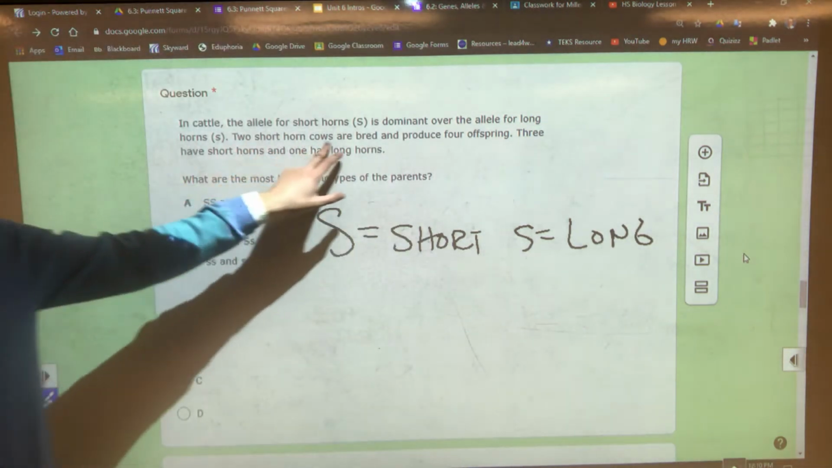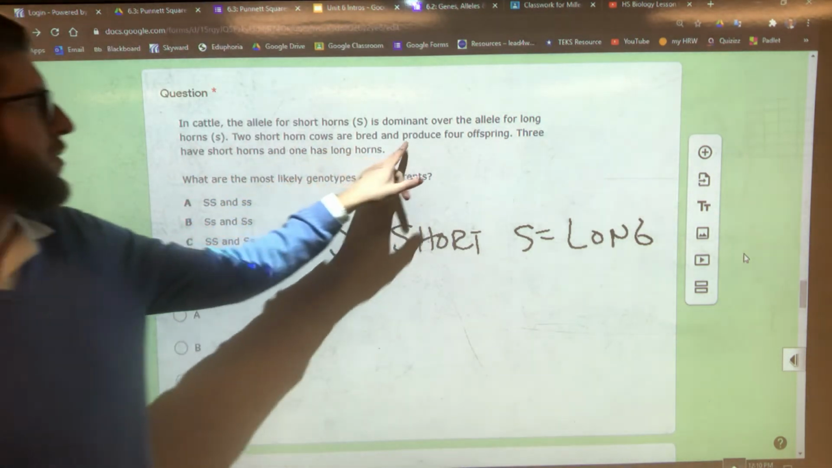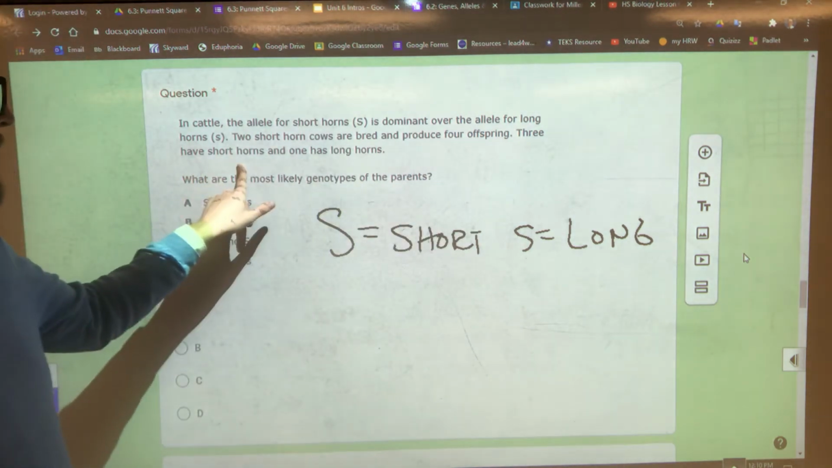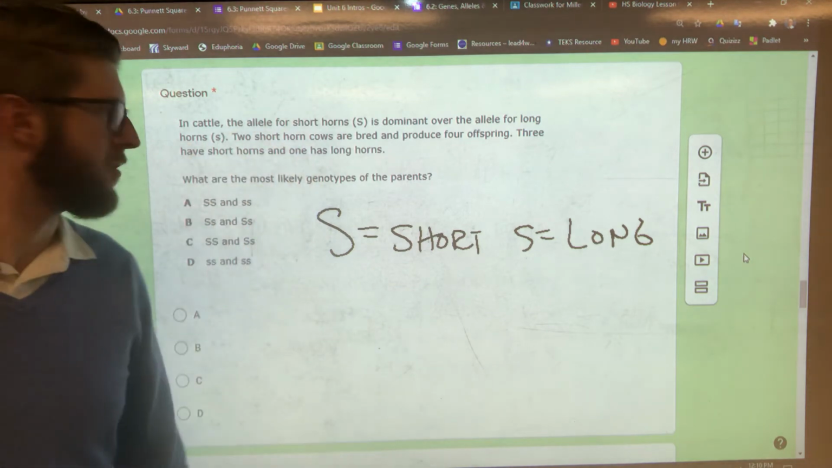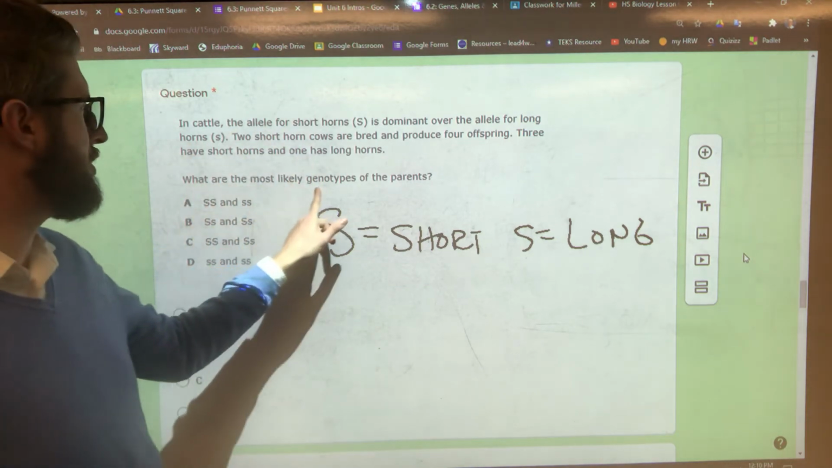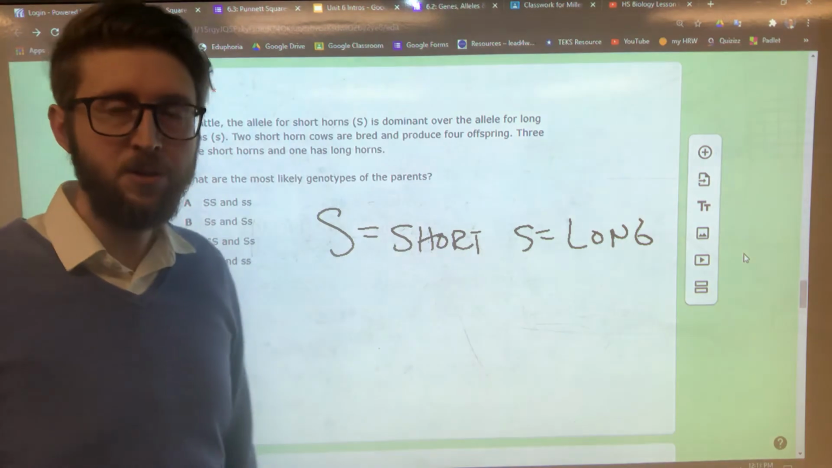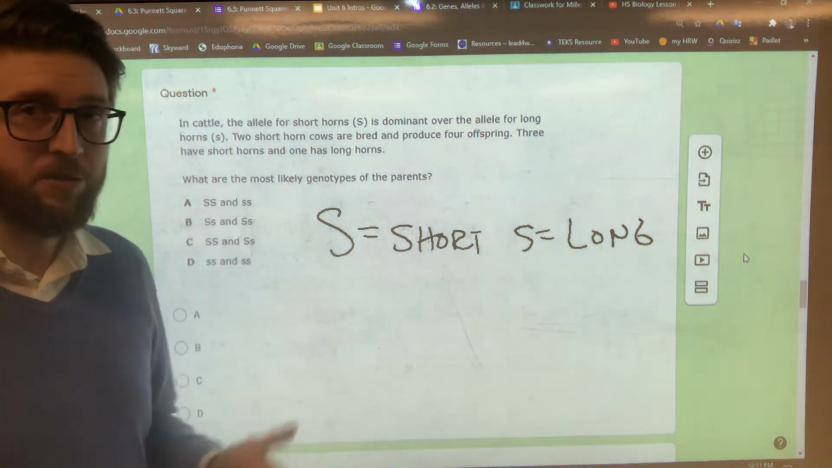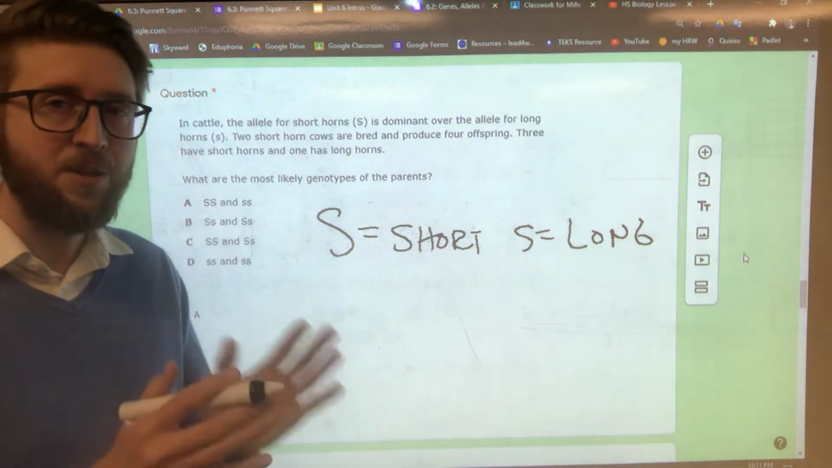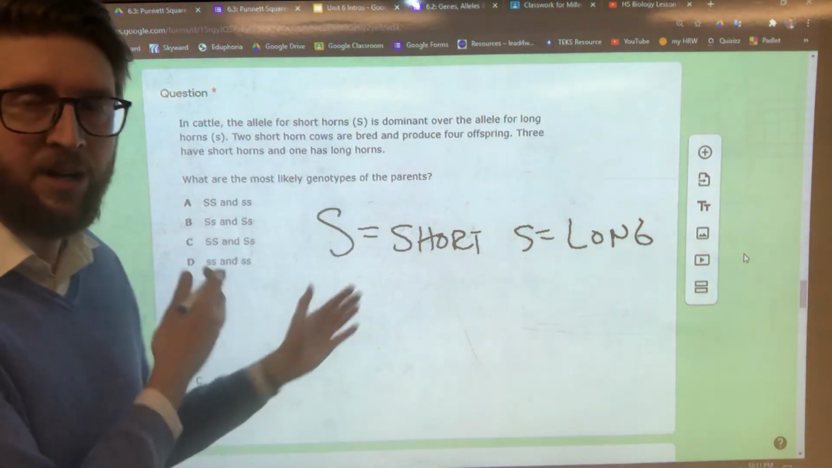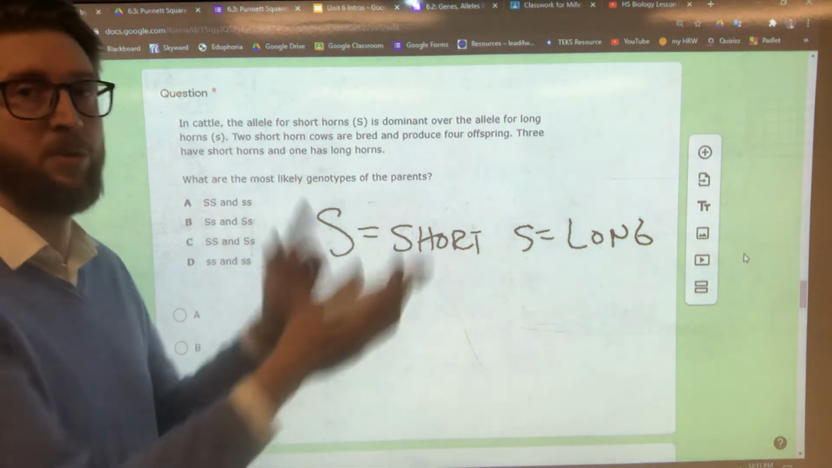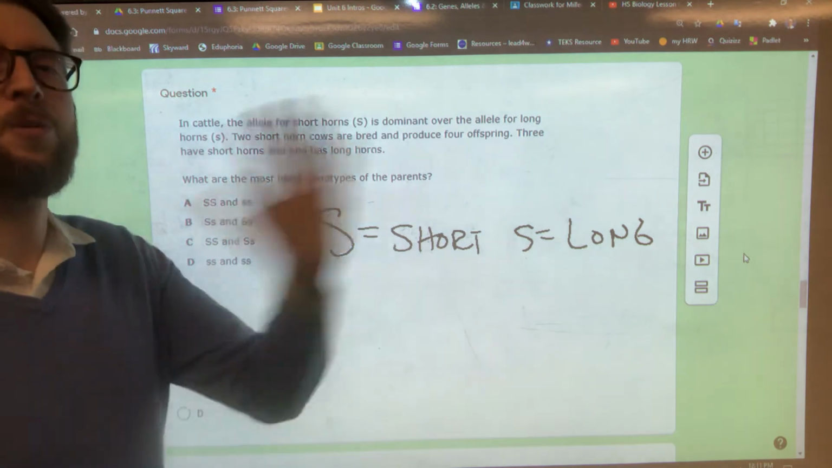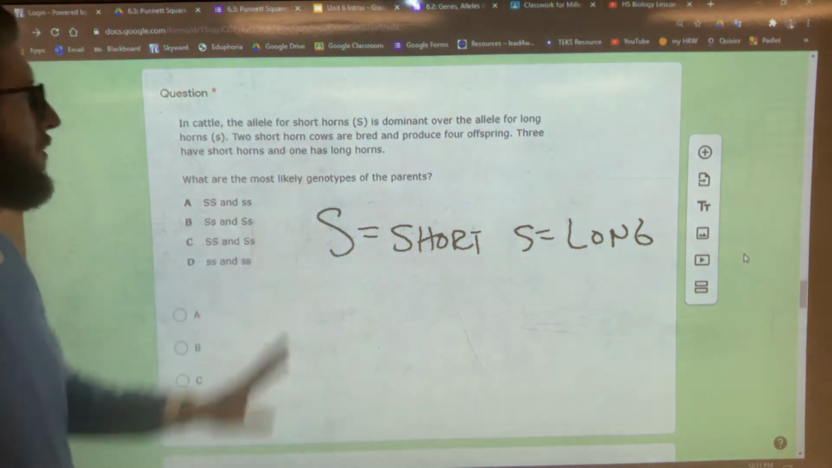So 2 shorthorn cows are bred and produce 4 offspring. 3 have shorthorns and 1 has longhorns. What are the most likely genotypes of the parents? Okay, so now they're doing it backwards. They're giving you the phenotypes of the kids, and they're asking you to go backwards and find out what the parents must be. Okay, so before they gave us the parents and we had to figure out what the kids were. Here, it's the opposite.